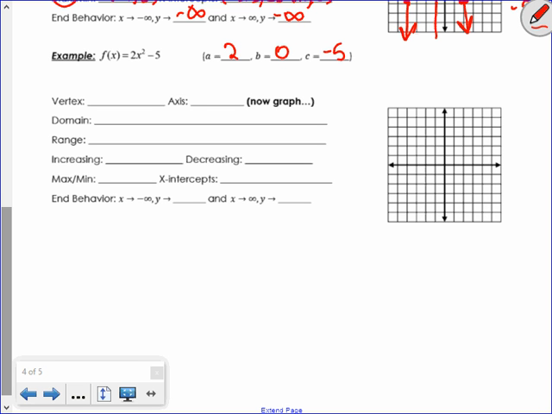Remember to find the x value of the vertex, use negative b over 2a. Even if it's 0, you can still use it when you're plugging into that formula. Then once you find x, plug it back into the equation to find y. Alright, so go ahead and do the rest of the process, find all the information, graph it, fill out the chart, and then we'll move on. Yes?